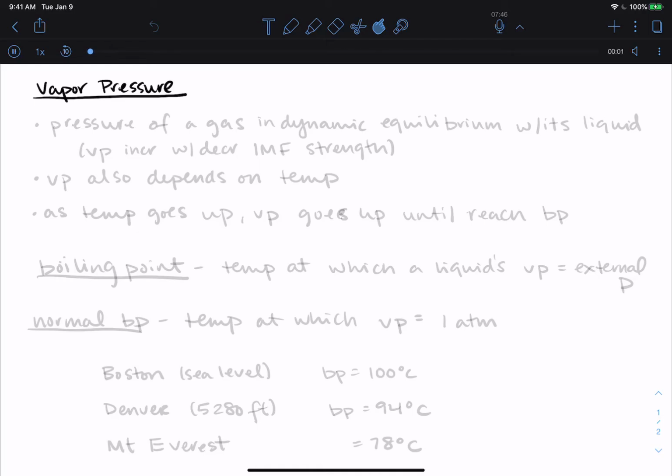So we finally talk about vapor pressure. We've alluded to it a couple of times, but now we're going to go into what it means, how it changes, and what it's related to. So by definition, vapor pressure is the pressure of a gas in dynamic equilibrium with its liquid.